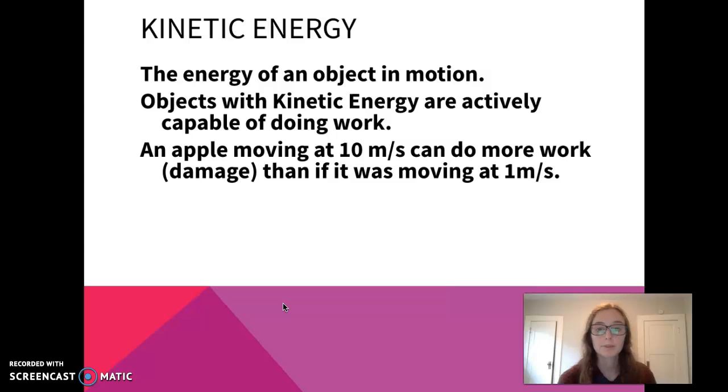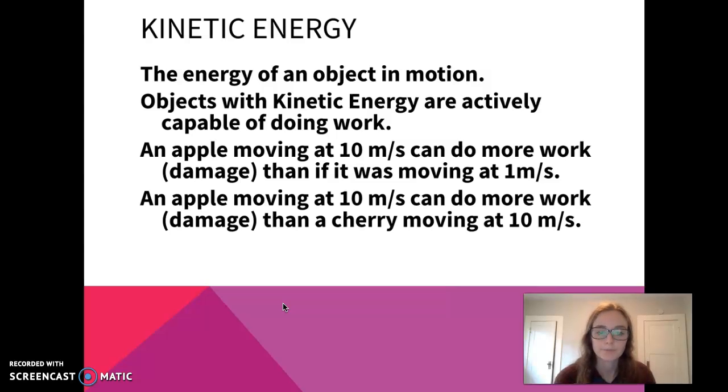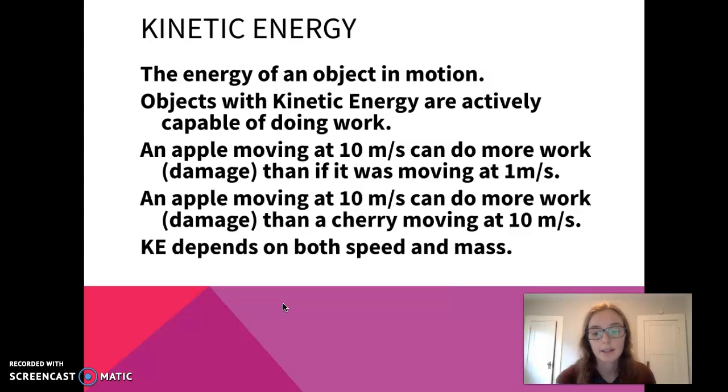So for example, an apple moving at 10 meters per second can do more work or more damage than if it was moving at 1 meter per second. Say you're playing baseball, you would much rather be hit by a baseball that's moving 1 meter per second versus 10 meters per second. Or an apple moving at 10 meters per second can do more work than a cherry moving at 10 meters per second because, of course, that apple is bigger. Would you rather be hit by a cherry or an apple if they're going at the same speed? Probably a cherry because it'll do less damage. Kinetic energy, therefore, depends both on speed and mass.